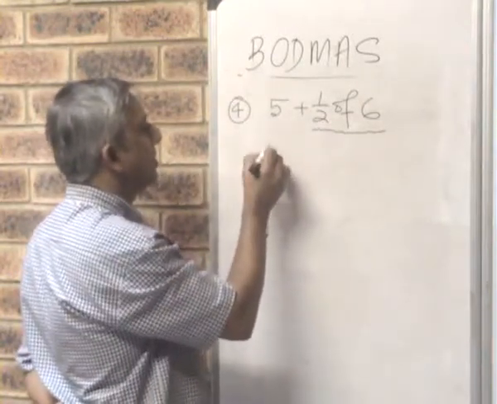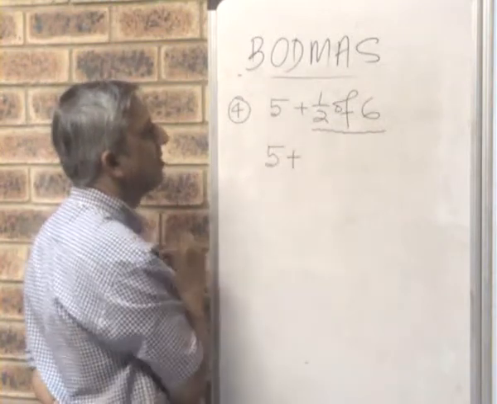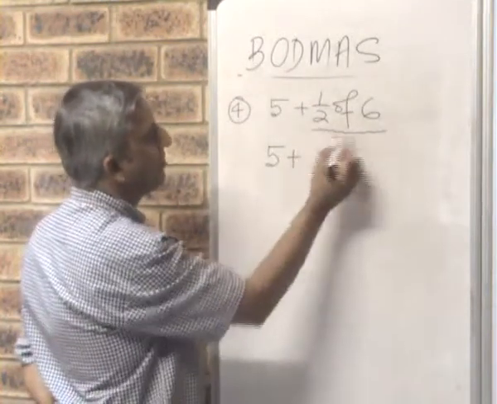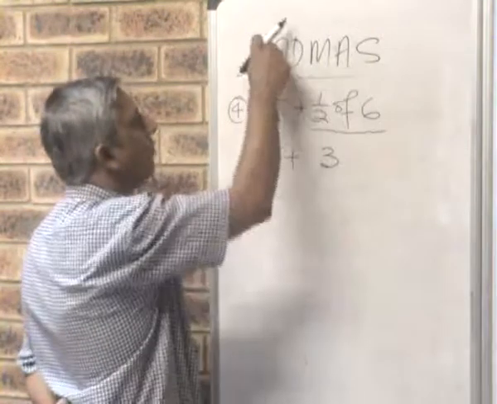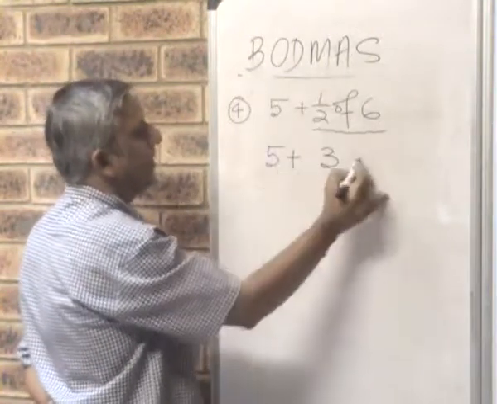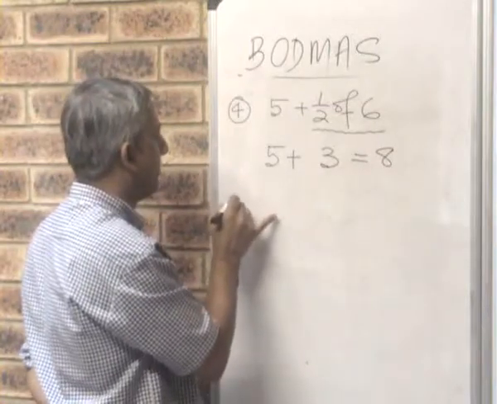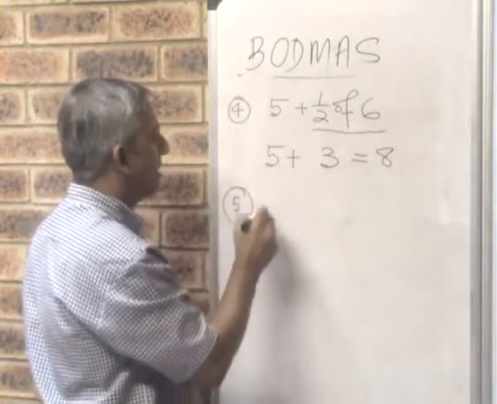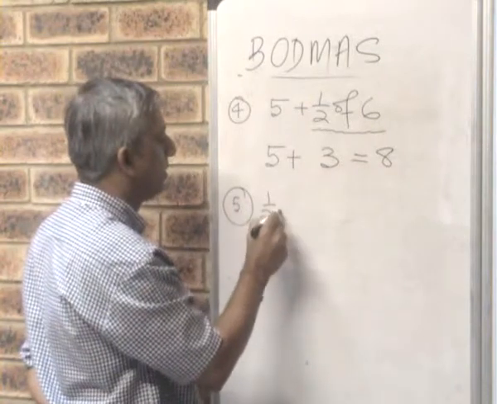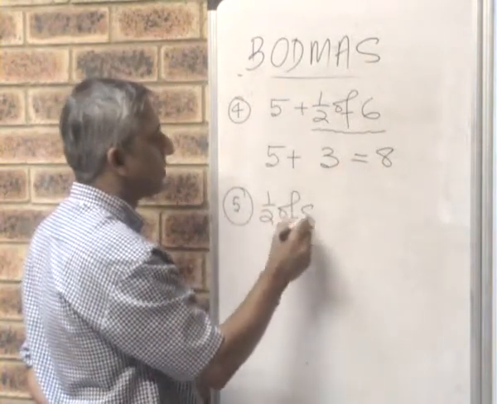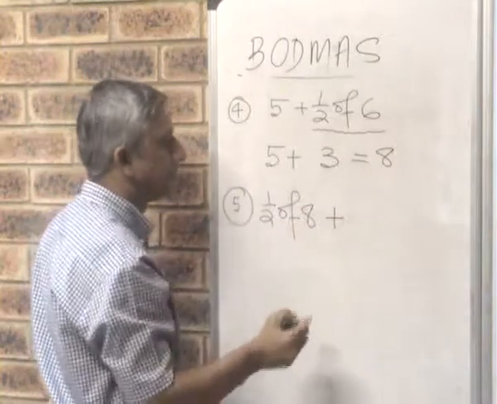So there's the 5, you're just writing it down again. There's the plus sign, you're just writing it down again. Half of 6 is 3. So I'm doing the of first. And that finally gives me 5 plus 3, 8. Now let's look at an example where we're going to do 2 steps at a time.